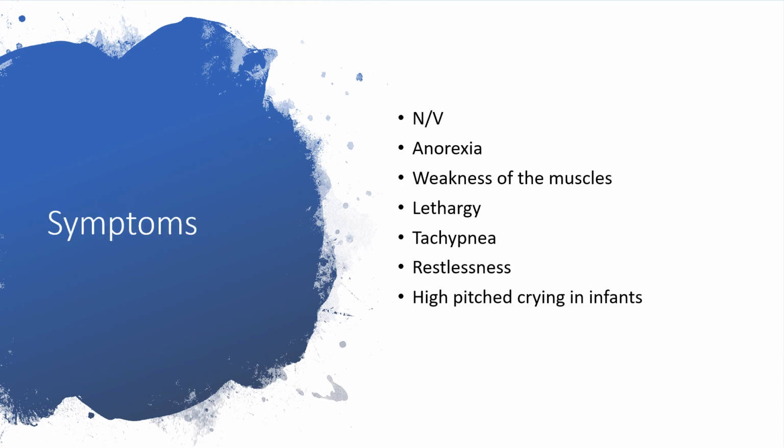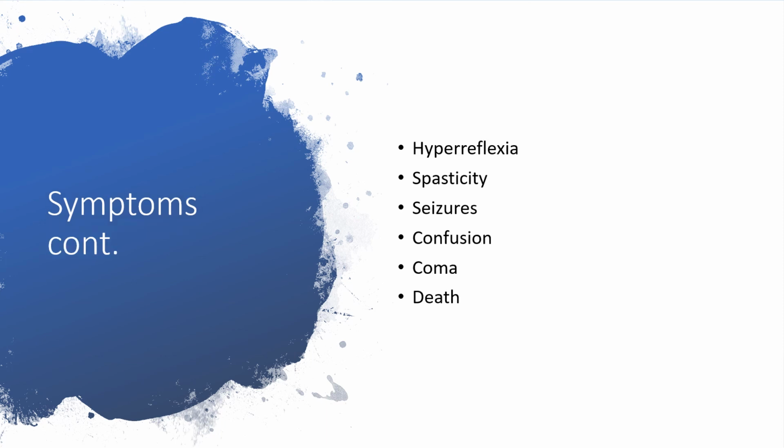What are the possible symptoms? Nausea, vomiting, anorexia, weakness of the muscles, lethargy, tachypnea, restlessness, high-pitched crying in infants that could be wrongly diagnosed as kernicterus if the value of bilirubin is not checked. Still part of the symptoms could be hyperreflexia, spasticity, seizures, confusion, coma, and if there is no treatment on time, death.